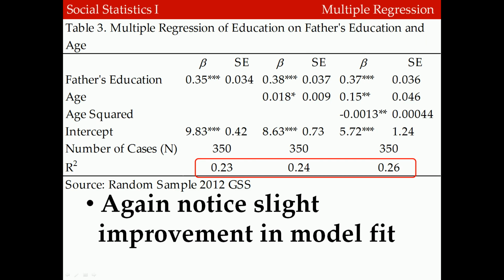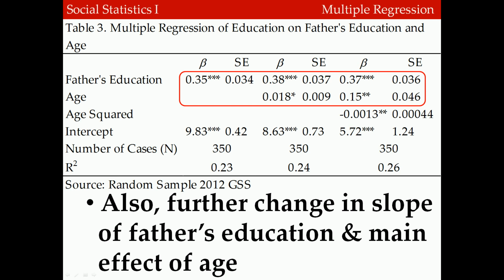And so notice that I have a third model in this table. The third model includes not just the main effect of age, but also the effect of age squared. First, notice that there's another slight improvement in model fit. So collectively, the effects of father's education, age, and age squared now explain 26% of the variation in education. We can also see that the slope effect of father's education changed somewhat, as did the effect of age. And so we can see that father's education declined a little bit, although it's largely the same. And we can see the effect of age changed appreciably. So rather than having a 0.018 effect, now it has an effect of 0.15.